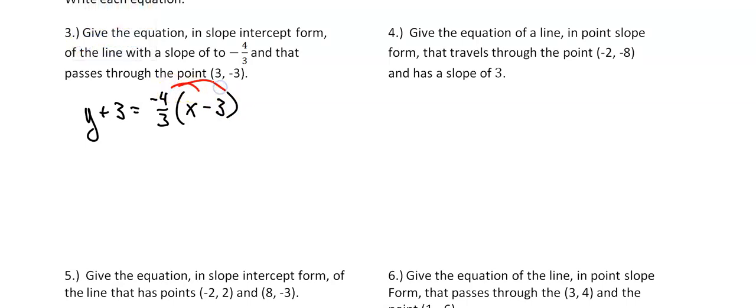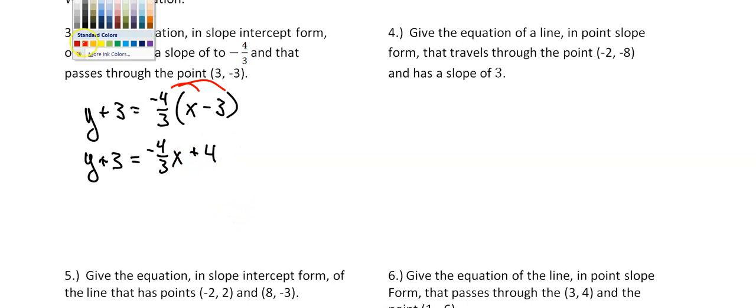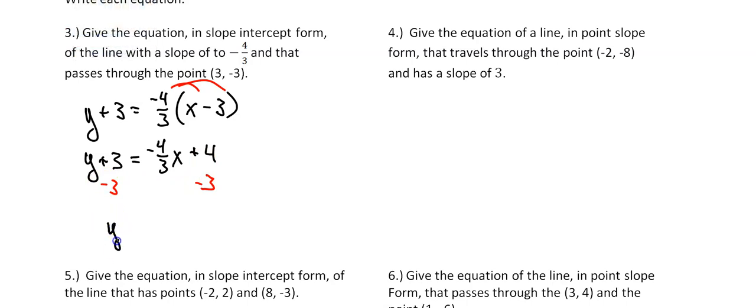So it's a little bit of distributing, so I distribute this guy. That's a negative 4/3 x. Negative times a negative is a positive, so it's a plus, and that ends up being a 4 when I add those together. And now I finish solving for y. I subtract that 3 from each side. I get negative 4/3 x plus 1. Okay.